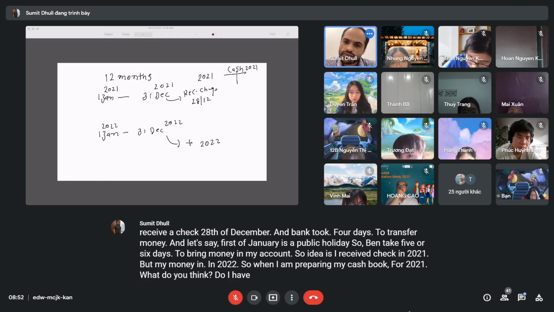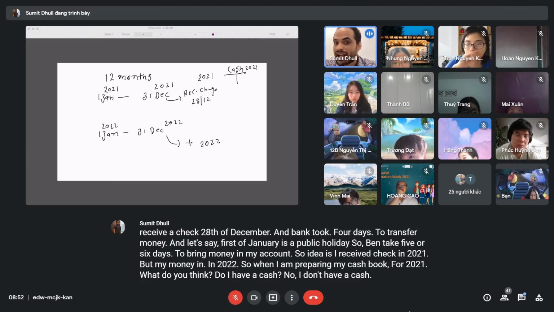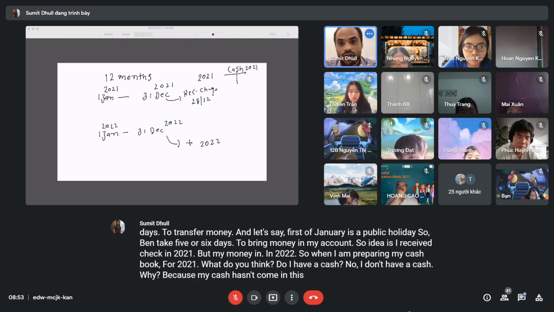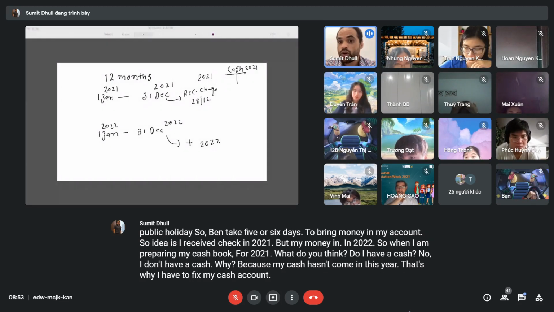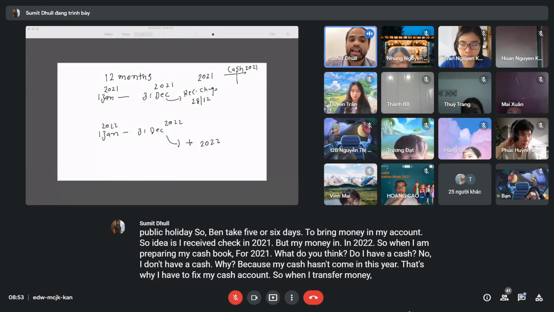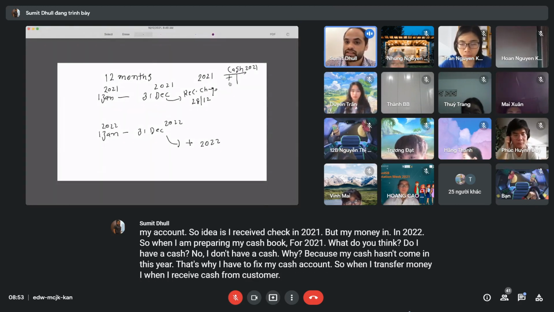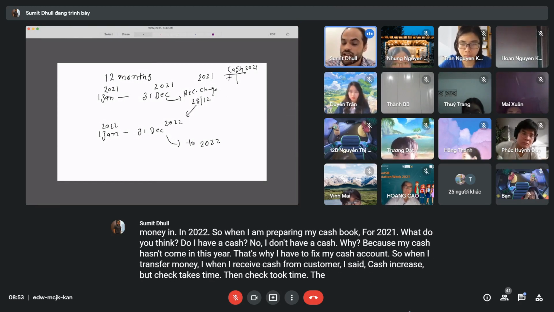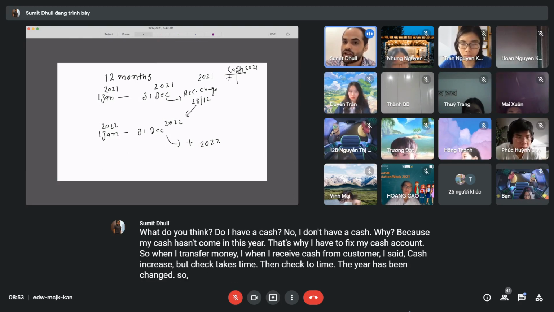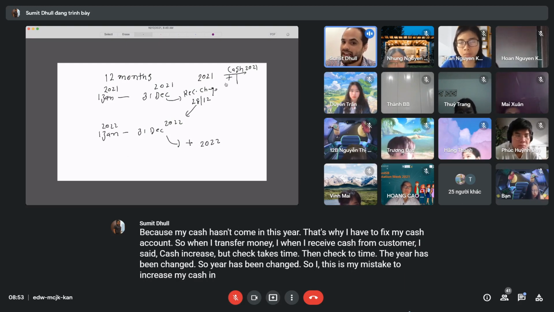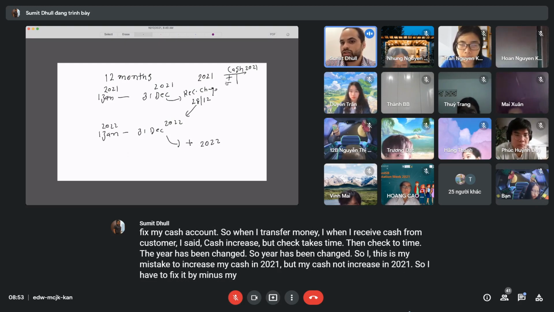Do I have cash? No, I don't have cash. Why? Because my cash hasn't come in this year. That's why I have to fix my cash account. So when I receive a check from a customer, I said cash increases, but the check takes time. When the check took time, the year changed. So this is my mistake, to increase my cash in 2021, when my cash did not increase in 2021. So I have to fix it by reducing my cash. So this is the solution.